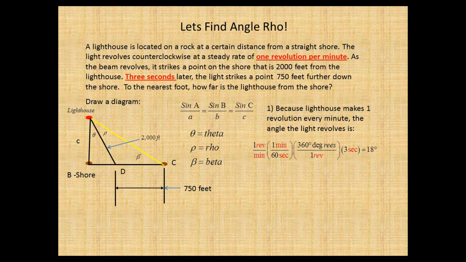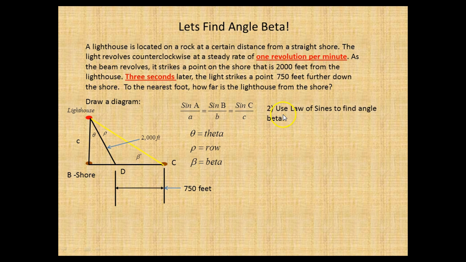So if you take 360 degrees and you divide that by 60 and you multiply that by 3, you get 18 degrees, as we have there. So rho is equal to 18 degrees. So we got that first angle. Let's continue.